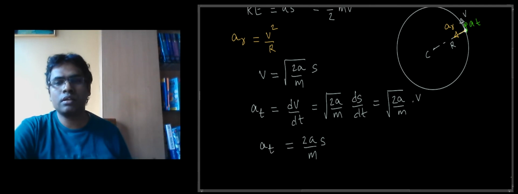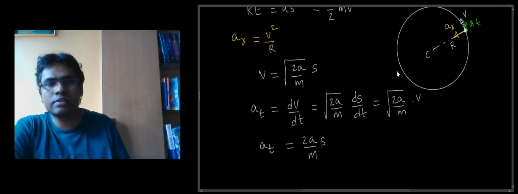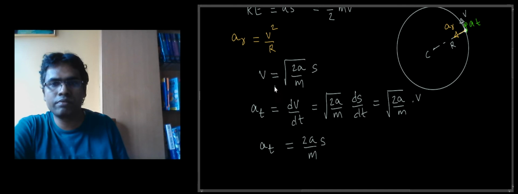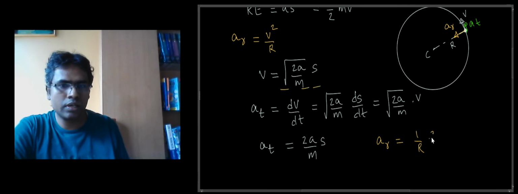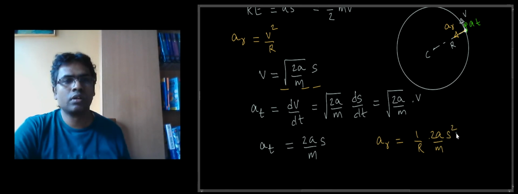So how do we get the radial acceleration or the centripetal acceleration? All we have to do is take this velocity written as a function of distance covered and substitute here. So the radial acceleration in this case will be 1 over r, and I'm squaring this term, so I'll have 2a upon m into s squared.